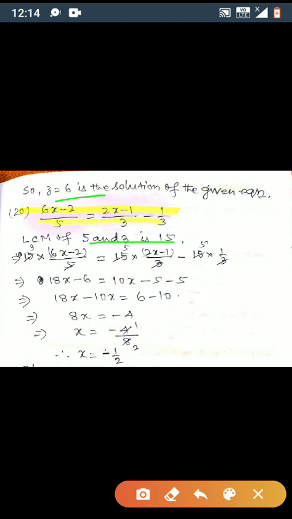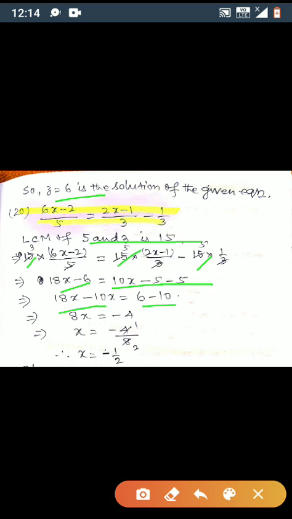The LCM of the denominators 5 and 3 is 15. Now multiply LHS and RHS by 15. It can be written as 15 multiplied by (6x minus 2) by 5 equal to 15 multiplied by (2x minus 1) by 3 minus 15 multiplied by 1 by 3.